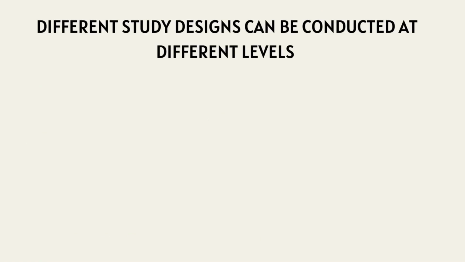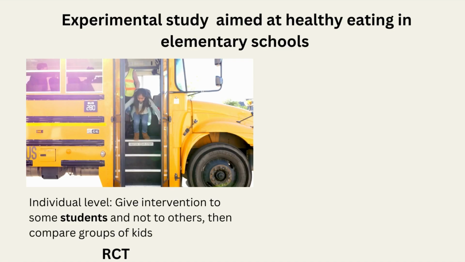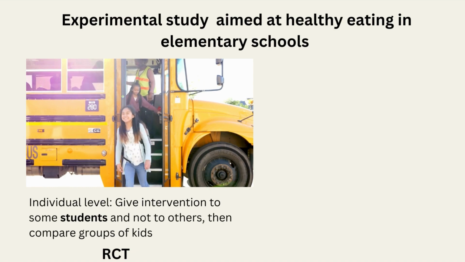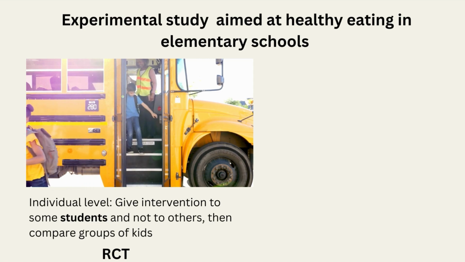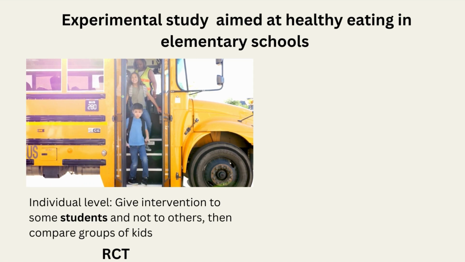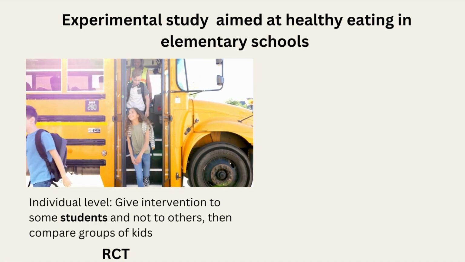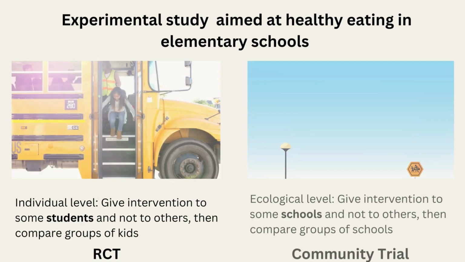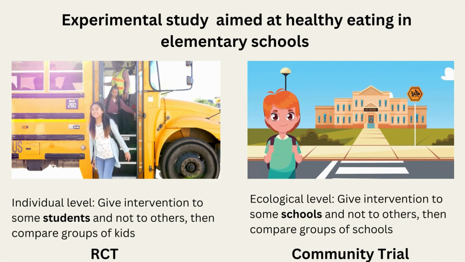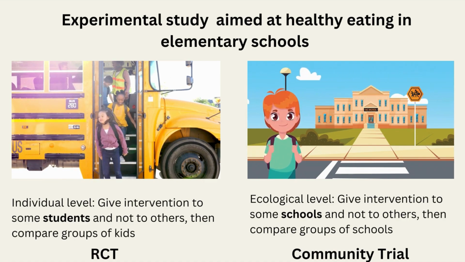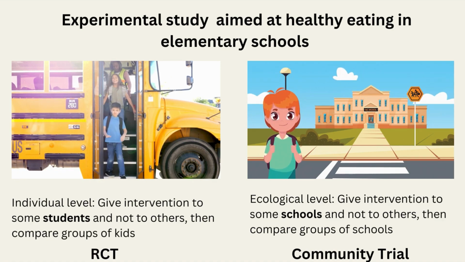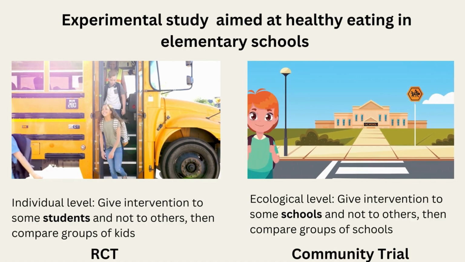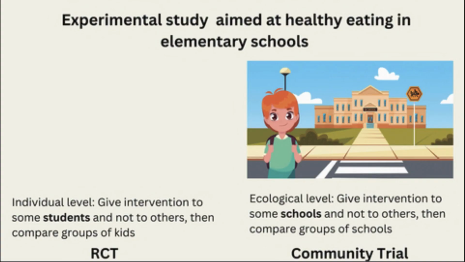A study level is different than a study design. Different study designs can be conducted at different levels. For example, an experimental study aimed at healthy eating in elementary schools. If the study were individual level, it might give the intervention to some students and not to others, and then compare these groups of kids to see if those in the intervention group ended up eating healthier than those in the control group. If the intervention were conducted at the ecological level, the investigators might give the intervention to some whole schools and not to others, and then compare those schools to see if the average level of healthy eating at intervention schools became better than that at control schools.